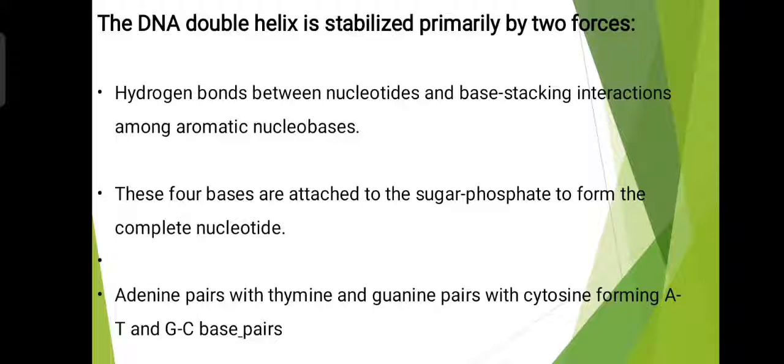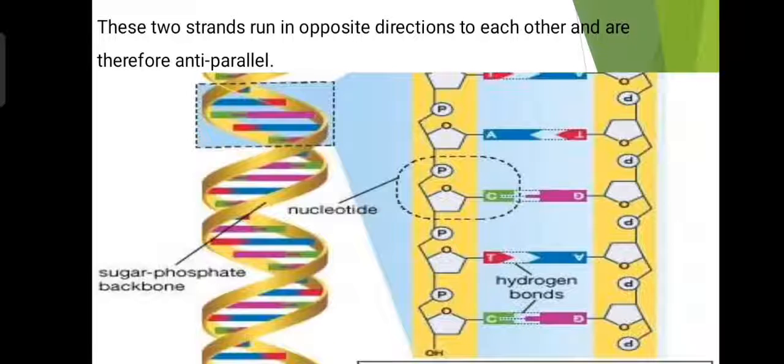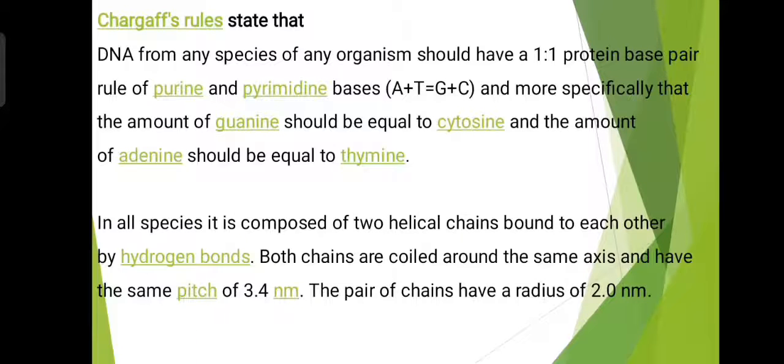Adenine pairs with thymine and guanine pairs with cytosine. These two strands run in opposite directions to each other and therefore they are anti-parallel. Here in this diagram we can see the sugar phosphate backbone, the nucleotide, and the pentose sugar. Guanine is in anti-parallel direction to cytosine, and the hydrogen bonds are in dotted form. Chargaff's rule states that DNA from any species of any organism should have a 1:1 ratio of purine and pyrimidine bases, that is, adenine plus guanine equals thymine plus cytosine. More specifically, the amount of guanine should be equal to cytosine and the amount of adenine should be equal to thymine.